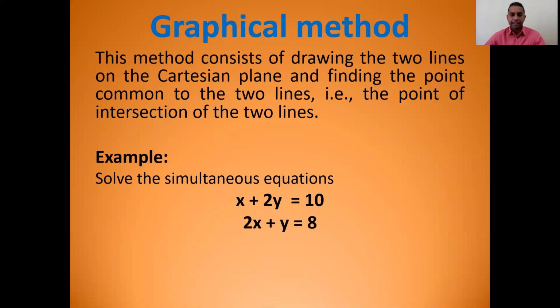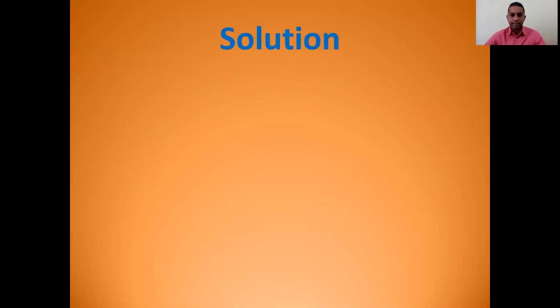Before we proceed any further, I would like you to recall that to draw a line, we need at least 2 coordinates on that line. And to find these coordinates, the usual way to do it is to construct a table of values. So this is what we are going to do for the two lines.